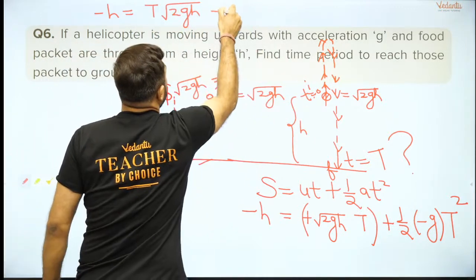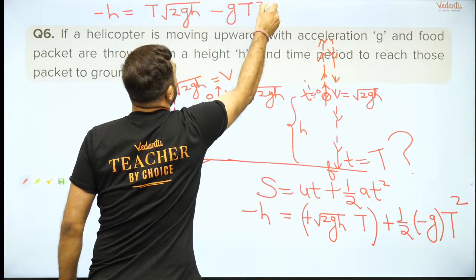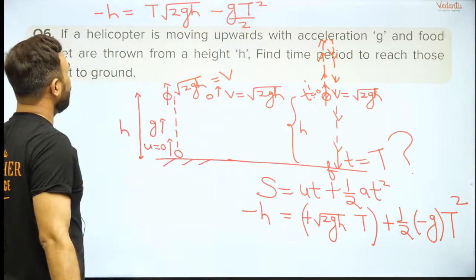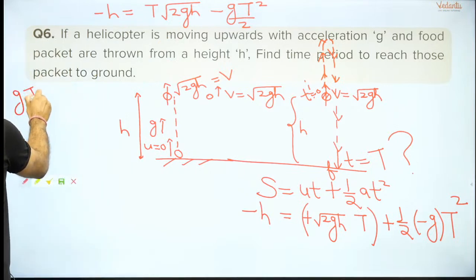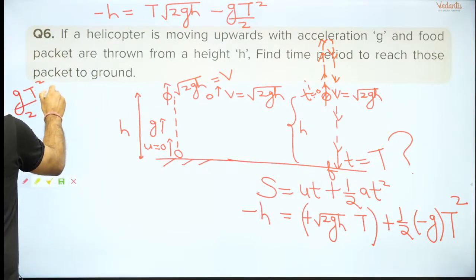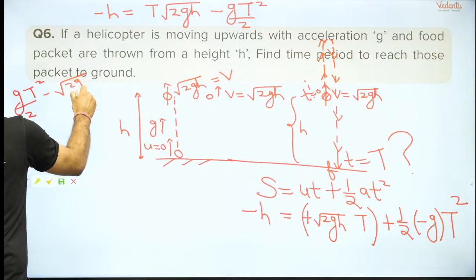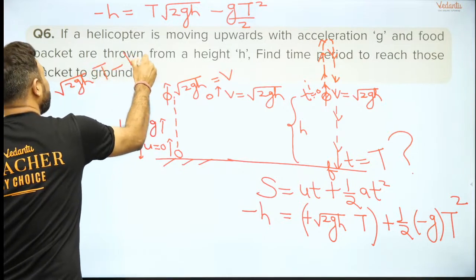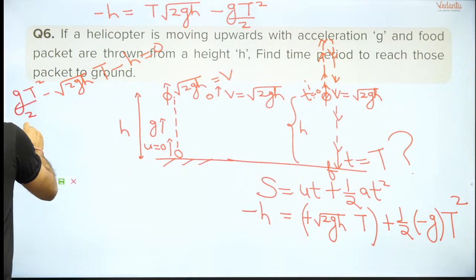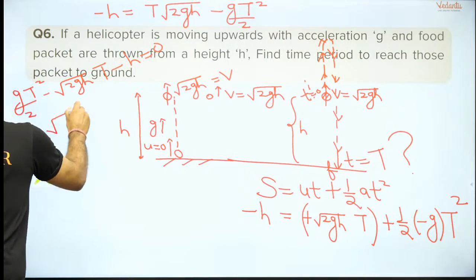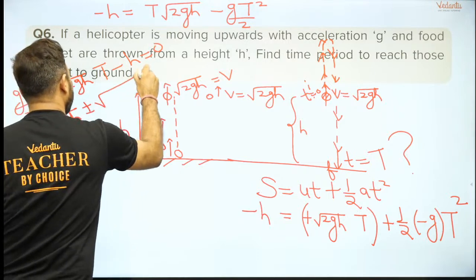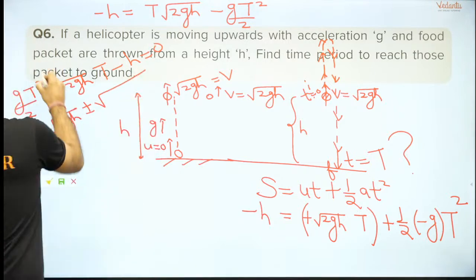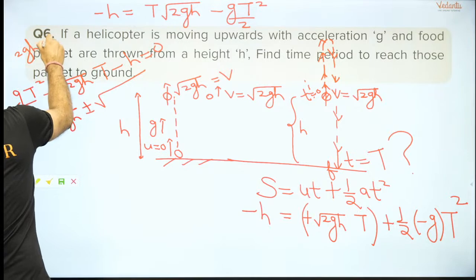What is that equation telling you? Take those terms to the left hand side. You'll have −h = t√(2gh) − gt²/2. If you take these terms here, you'll have this quadratic equation: gt²/2 − √(2gh)·t − h = 0, and now write the root t.